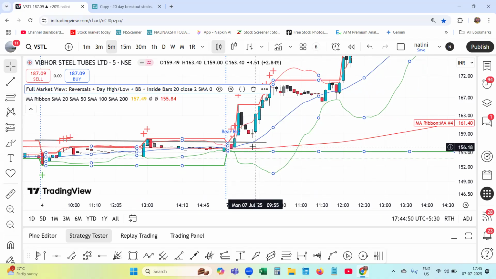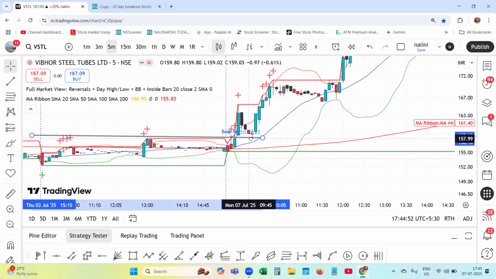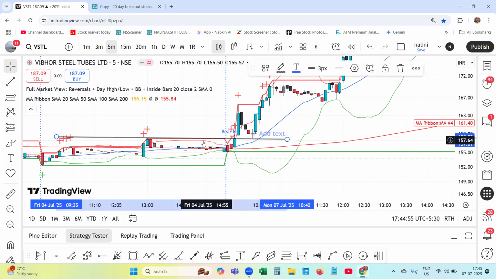So I will wait, I'll mark this line and I'll see for the retracement. It is perfectly retraced to this level and a doji is formed and a reversal. So entry confirmed around 159 to 160.